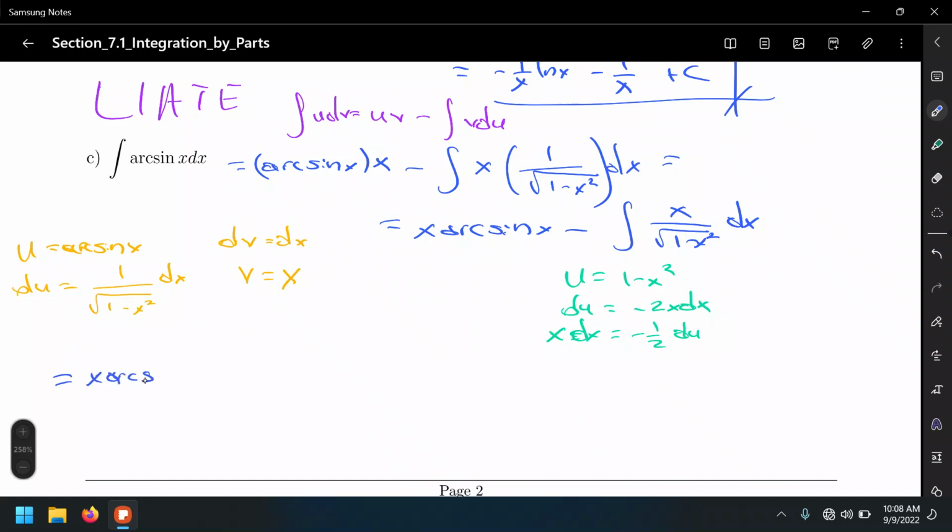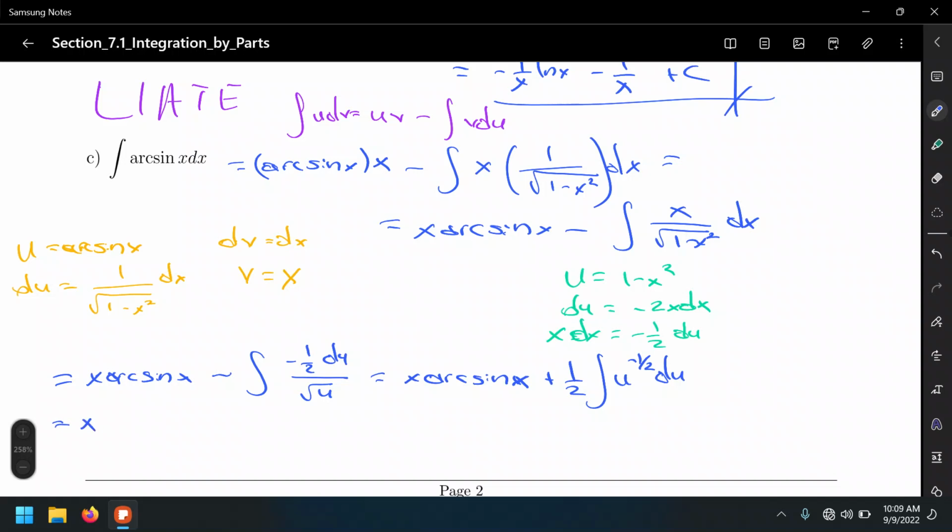x arcsine x minus the integral of negative 1/2 du over the square root of u. Number one, let's clean up the negative signs right here. Negative times a negative is going to give us a positive, and the 1/2 outside of the integral. And yes, this is a radical in the denominator. Let's write it with a rational exponent and then move it to the numerator with a negative exponent, because in this case we cannot integrate the variable while it's in the denominator. So that's an integral of u to the negative 1/2 du.